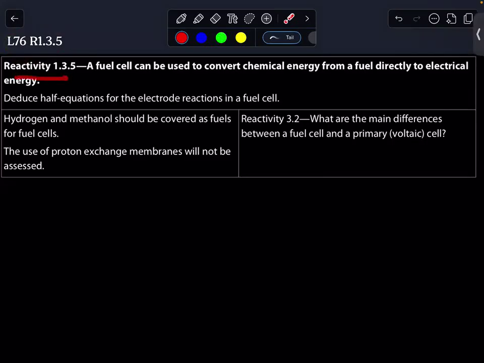Today we're going over reactivity 1.3.5. A fuel cell can be used to convert chemical energy from a fuel directly into electrical energy, and we're going to deduce half reactions or half equations for electrode reactions in a fuel cell.